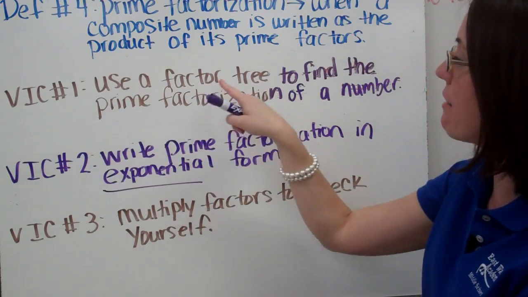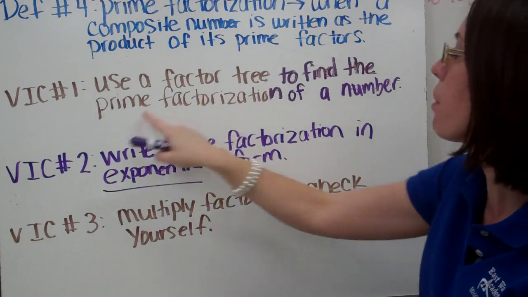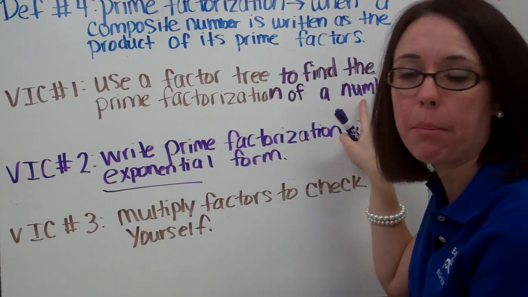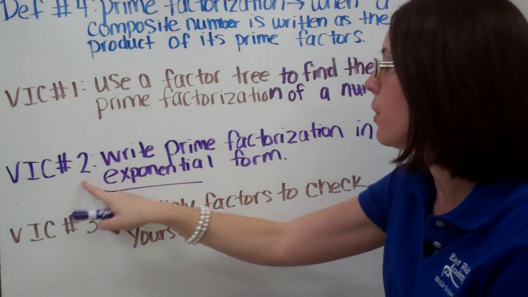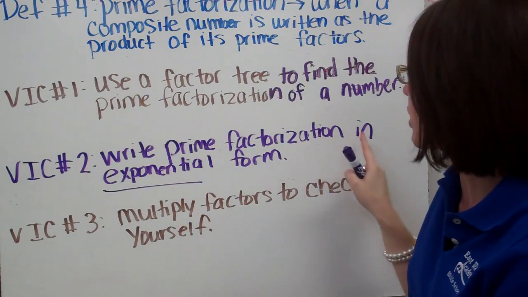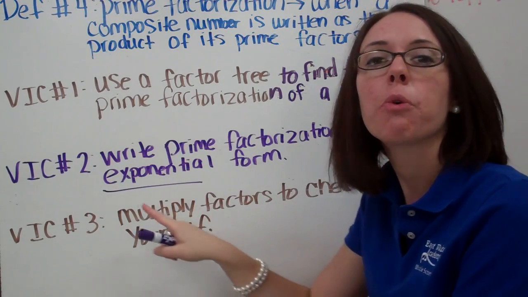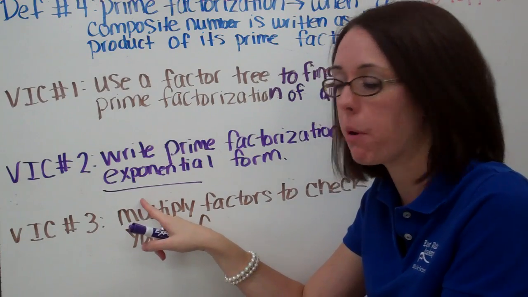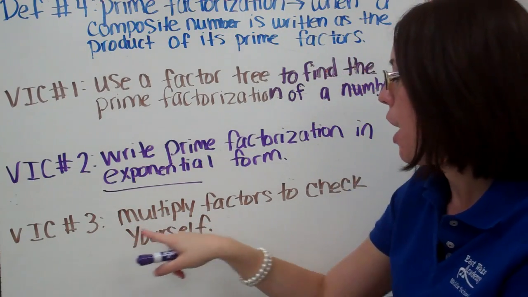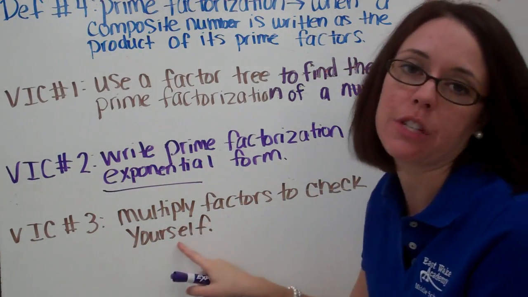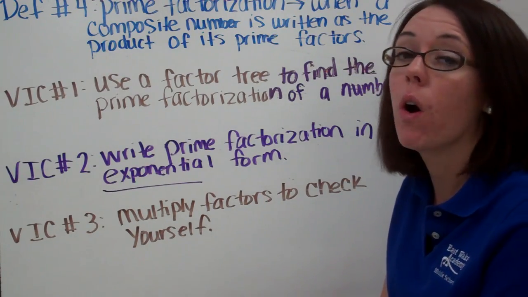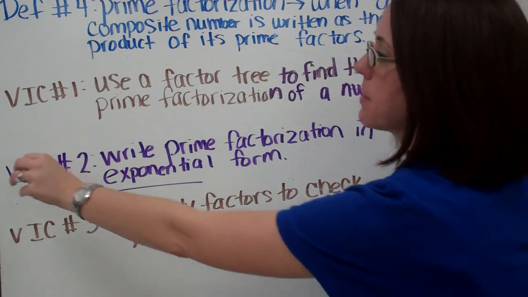Tip number 1. Use a factor tree to find the prime factorization of a number. Tip number 2. Write prime factorization in exponential form. Remember, exponential form is with exponents. Tip number 3. Multiply factors to check yourself. You can check yourself on these prime factorization problems. Let's try them.